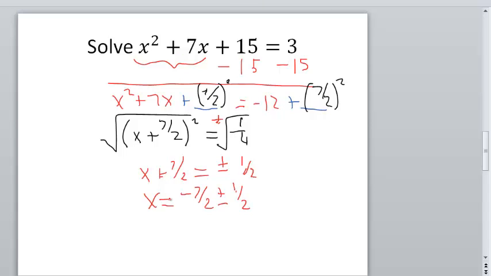Now this I can actually simplify. So this is really two problems. It's -7/2 plus 1/2, and it's -7/2 minus 1/2. So if I solve that, this is going to give me the set of two solutions. -7/2 plus 1/2 gives me -3. And -7/2 minus 1/2 gives me -4. So my solutions are -4 and -3.